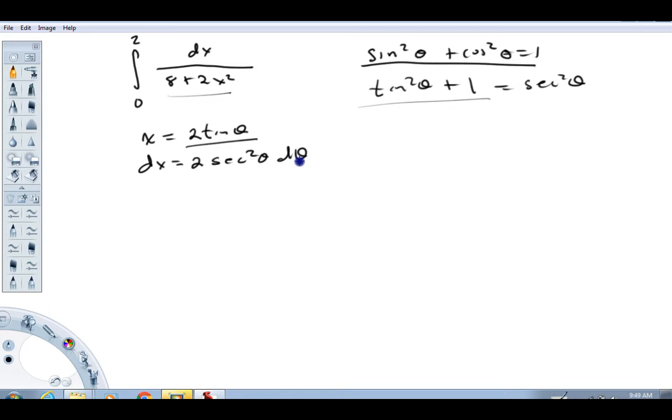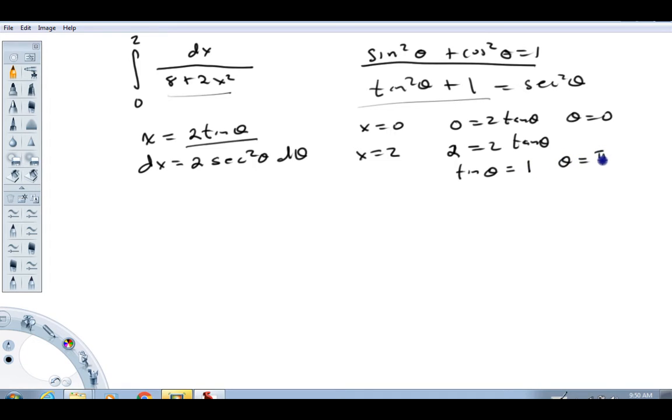We also want to work on our limits. If x is equal to 0, that's our bottom limit, this is now going to read 0 equals 2 tan theta. This has a solution of theta equals 0. And then if x is equal to 2, oops, I want to make sure this is right. I'm sorry, that's what I meant to say: if x is 2, this is going to read 2 equals 2 tan theta. So tan theta equals 1, and this has a solution of theta equals pi over 4.